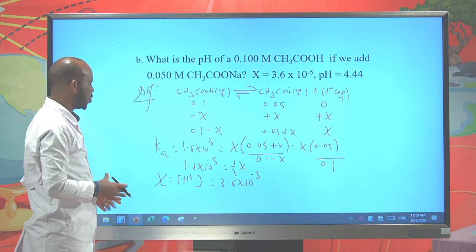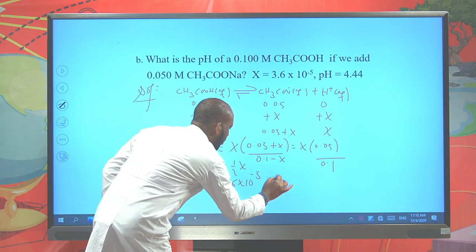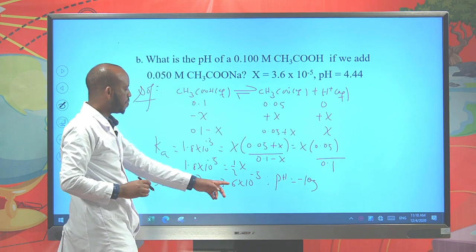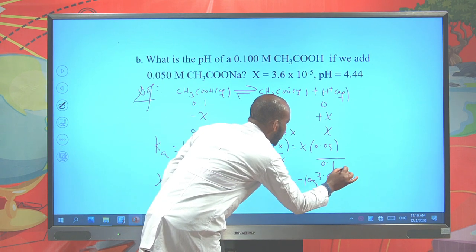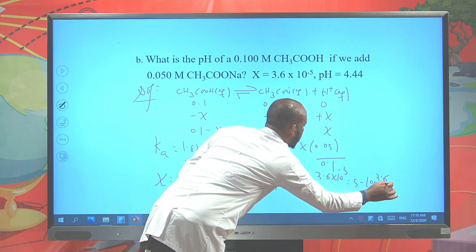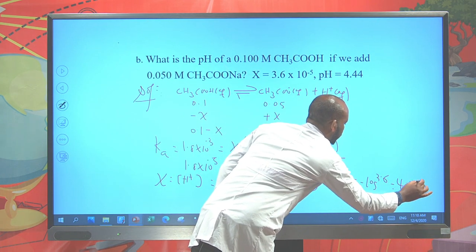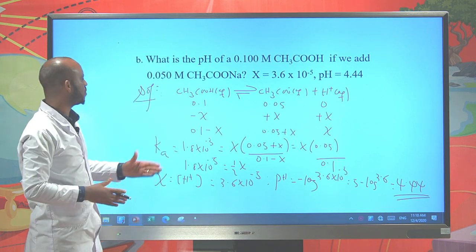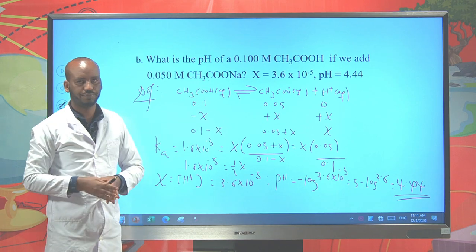Now the pH of this solution is the negative logarithm of the hydrogen ion concentration. pH equals minus log of the H+ concentration, which is 3.6 times 10 raised to minus 5. That equals 5 minus log 3.6, which equals 4.44. This is the pH of the solution after adding a substance that can provide a common ion, acetate.